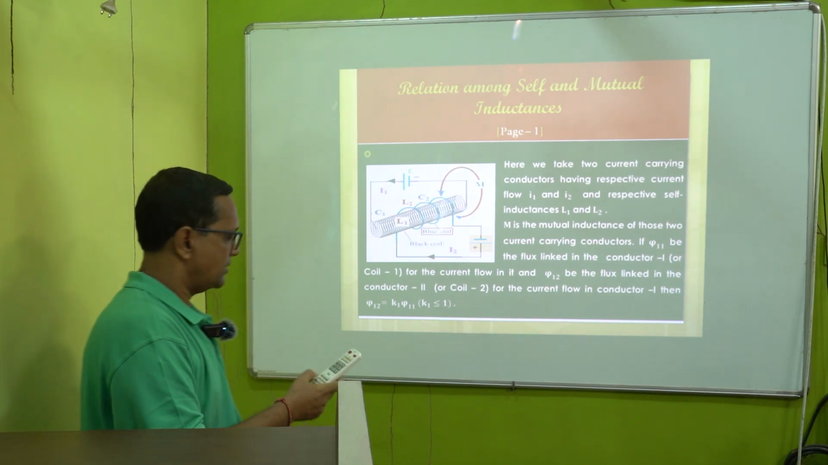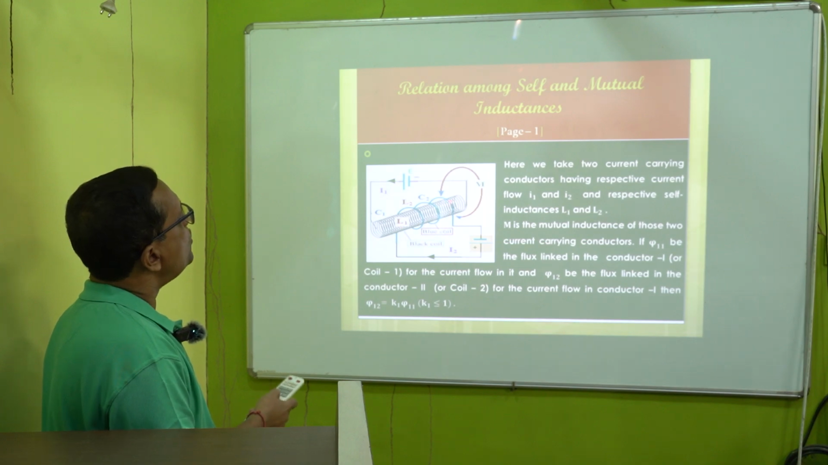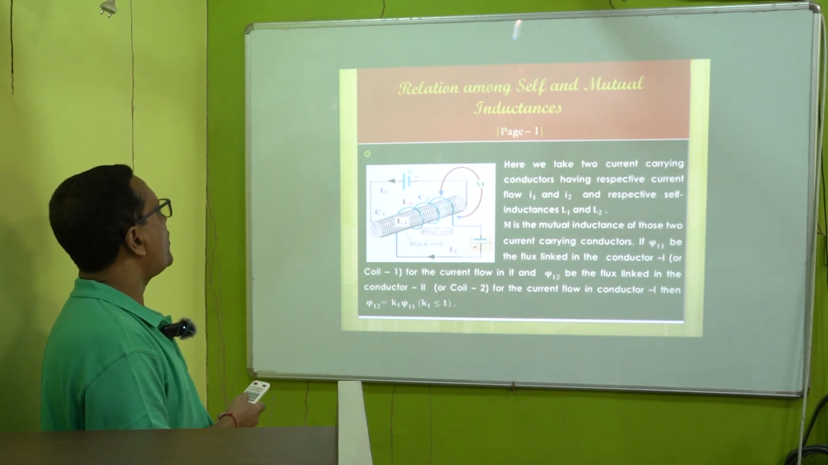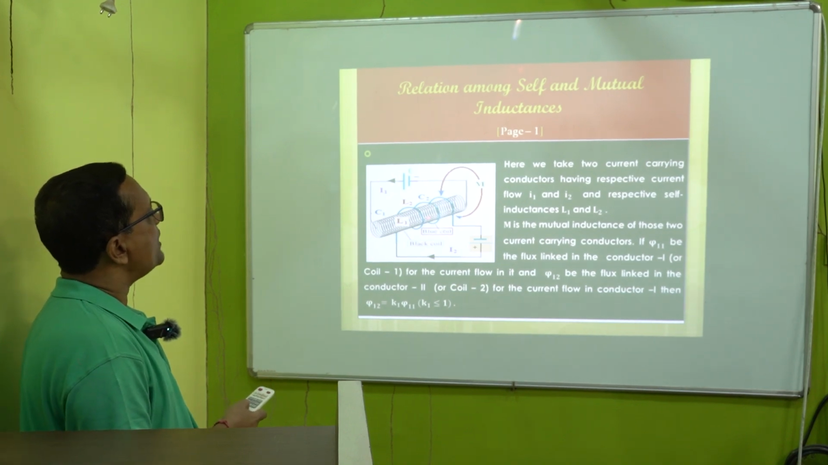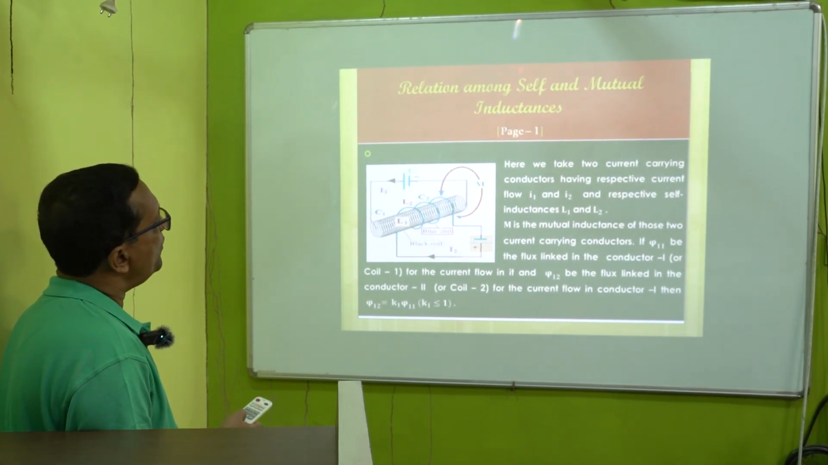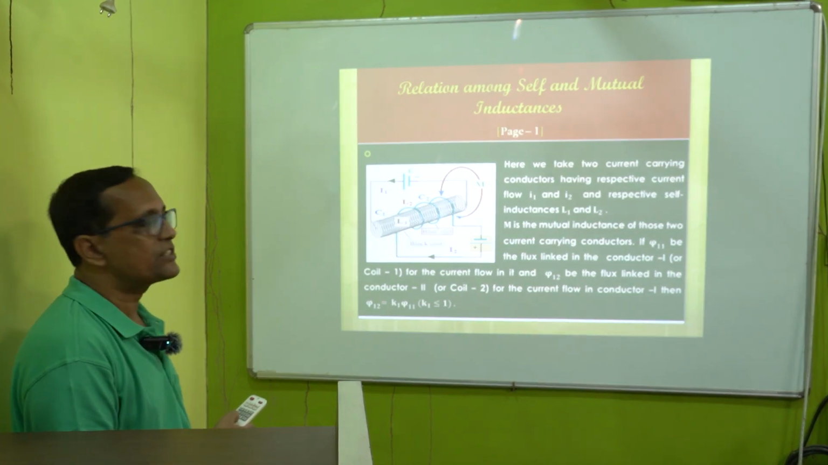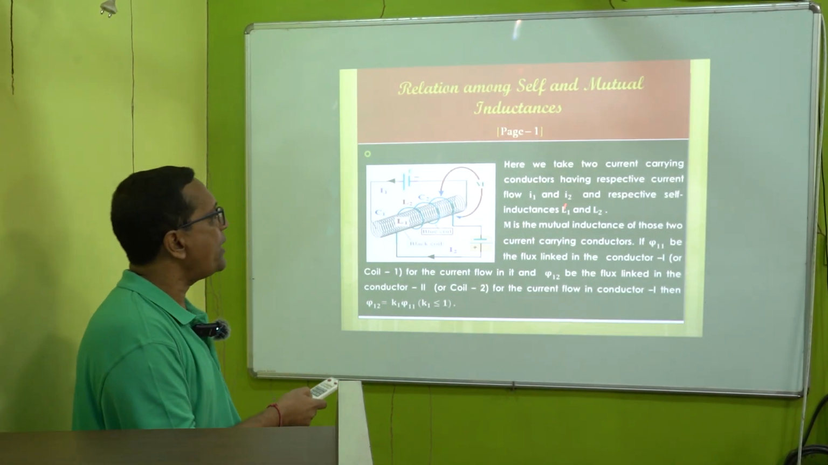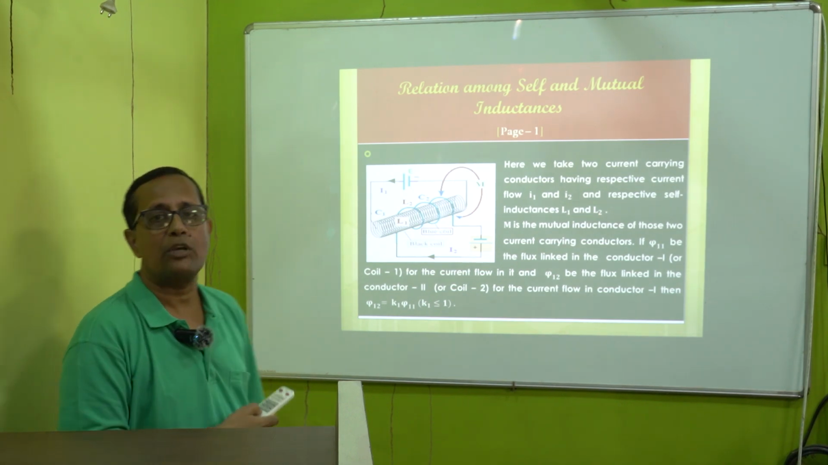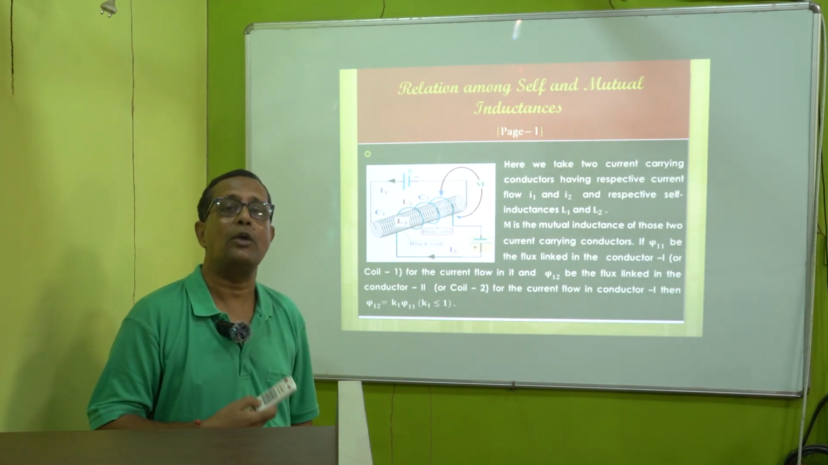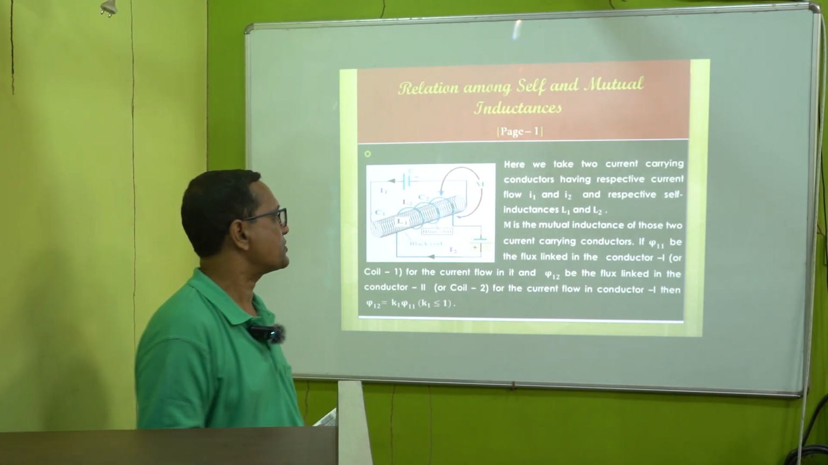Here you see the figure. This is the figure of two coils. Here we use two coils C1 and C2. The current flowing in coil C1 is I1 and the current flowing in coil C2 is I2. Now C1 has self inductance L1 and C2 has self inductance L2, and capital M is the mutual inductance between these two coils.